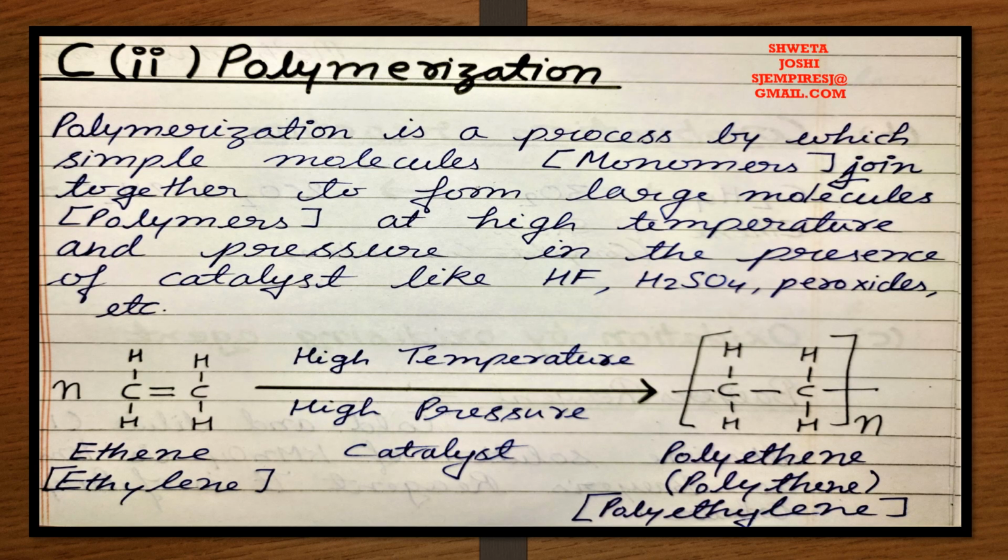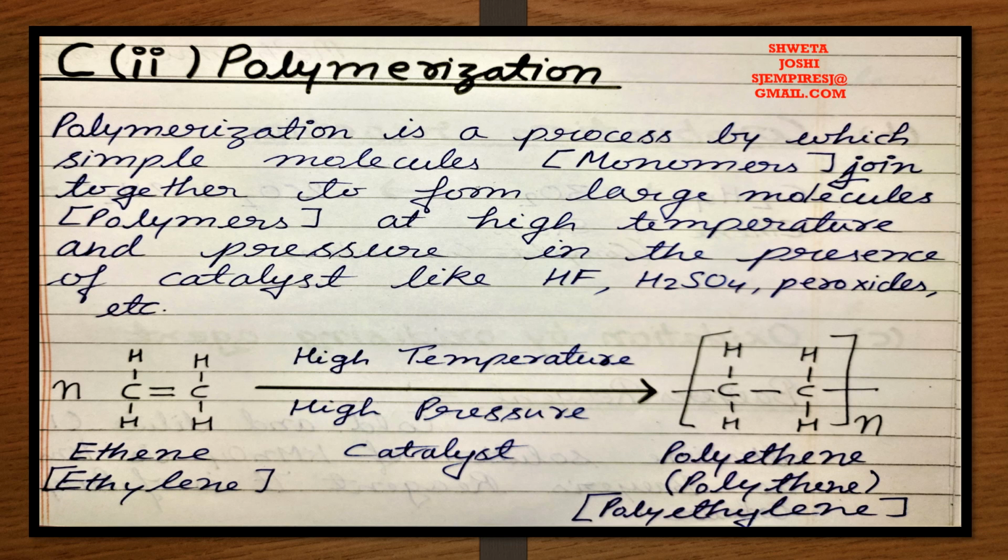Now covering our second variety of reaction, which is polymerization reaction. Polymerization is a process by which simple molecules, which are commonly called monomers, join or combine together to form large molecules, which are known as polymers, at high temperature and pressure in the presence of catalysts like hydrogen fluoride, H2SO4, peroxides, etc.